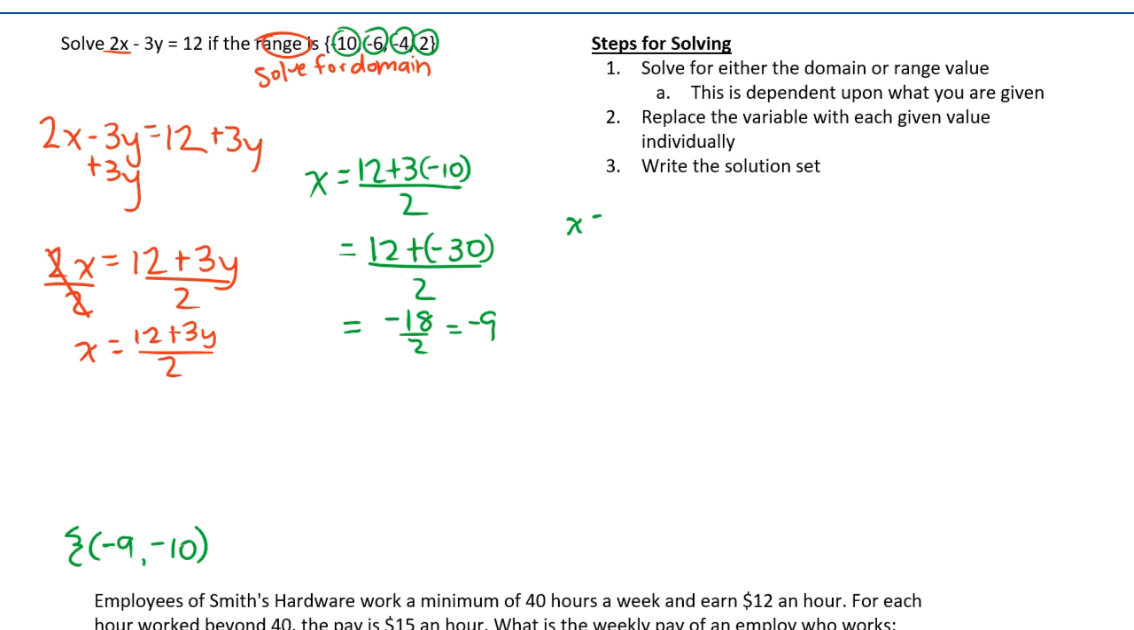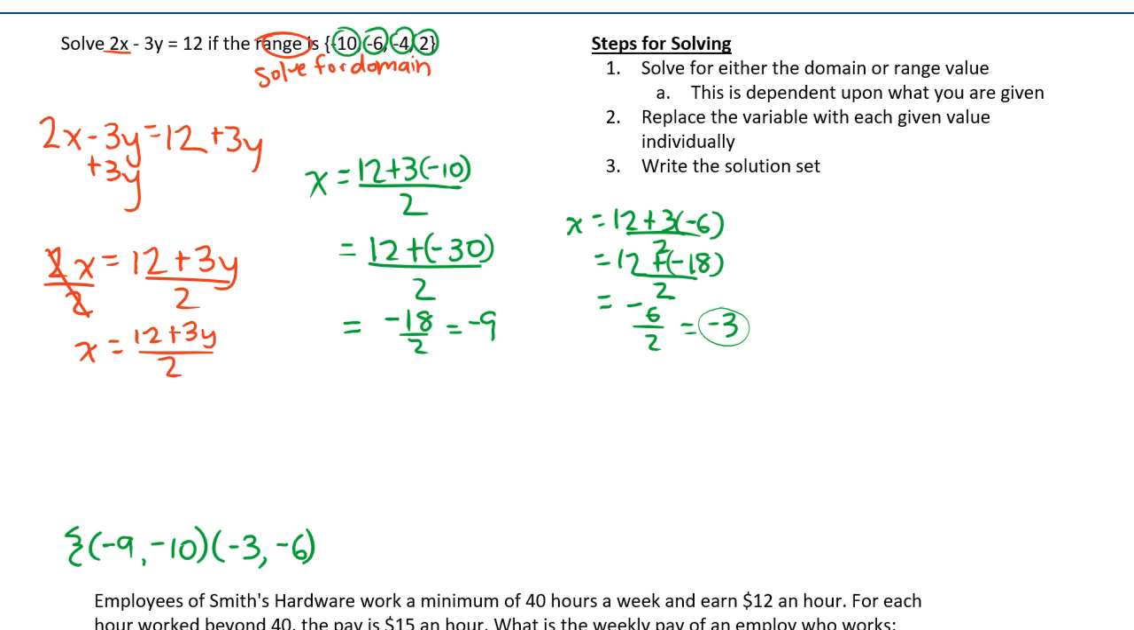So we have x equals 12 plus 3 times negative 6, equals 12 plus a negative 18. Again, we could say minus 18. And then, divided by 2. Here we have 12 minus 18 is negative 6, divided by 2 is negative 3. So again, we come here, make sure that we get this in the right order. This is our x value, and our y value is negative 6.